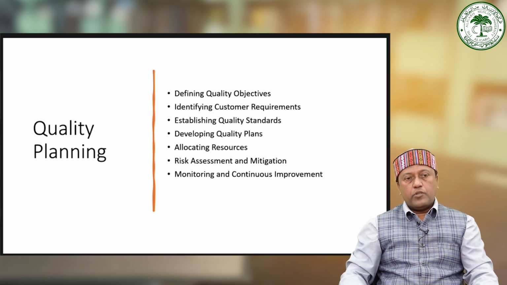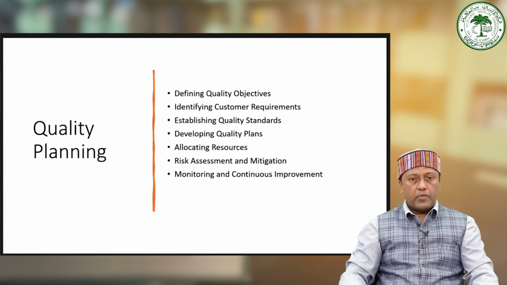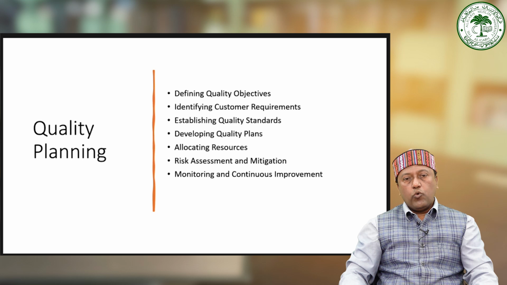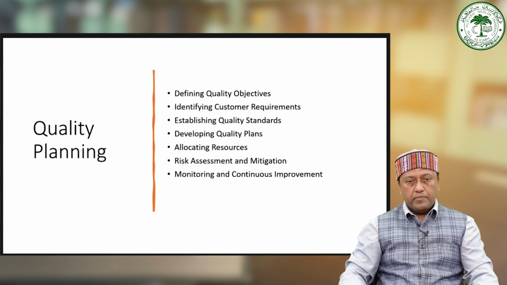You can see here. First, what you have to do is define the quality objectives. The first step is to clearly define the quality objectives or targets that the organization aims to achieve. And these objectives should be specific, measurable, achievable, relevant, and time bound. It can be abbreviated as SMART. SMART is specific, measurable, achievable, relevant, and T stands for time bound. They may include criteria such as product performance, reliability, conformance to specification, and customer satisfaction.